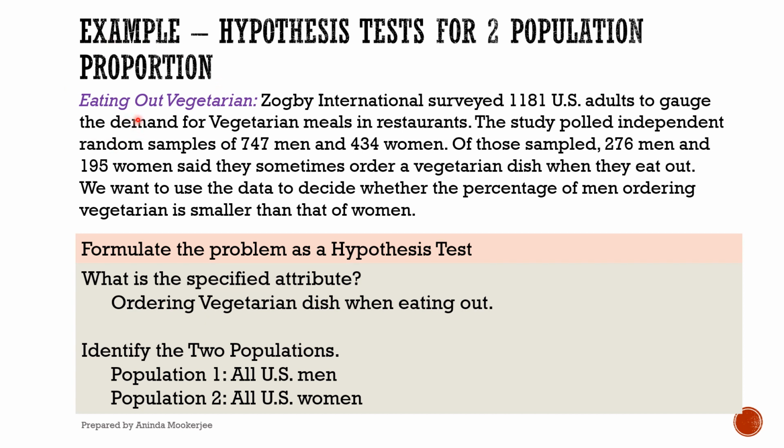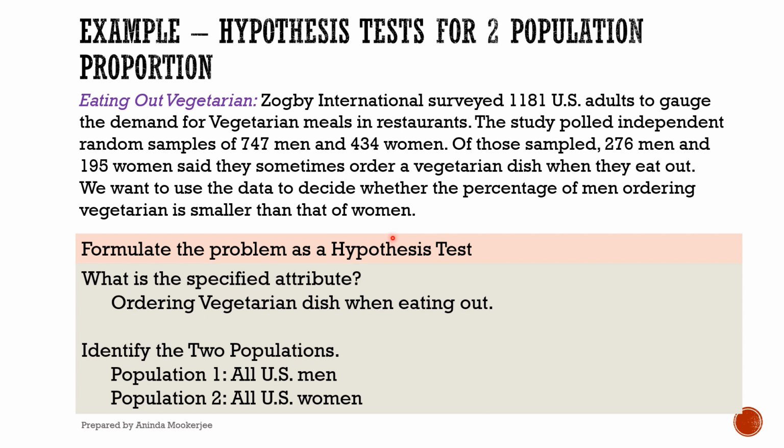Okay, so it's about eating out vegetarian. Zogby International surveyed 1,181 US adults to gauge the demand for vegetarian meals in restaurants. The study polled independent random samples of 747 men and 434 women. Of those sampled, 276 men and 195 women said they sometimes order a vegetarian dish when they eat out. We want to use the data to decide whether the percentage of men ordering vegetarian is smaller than that of women.